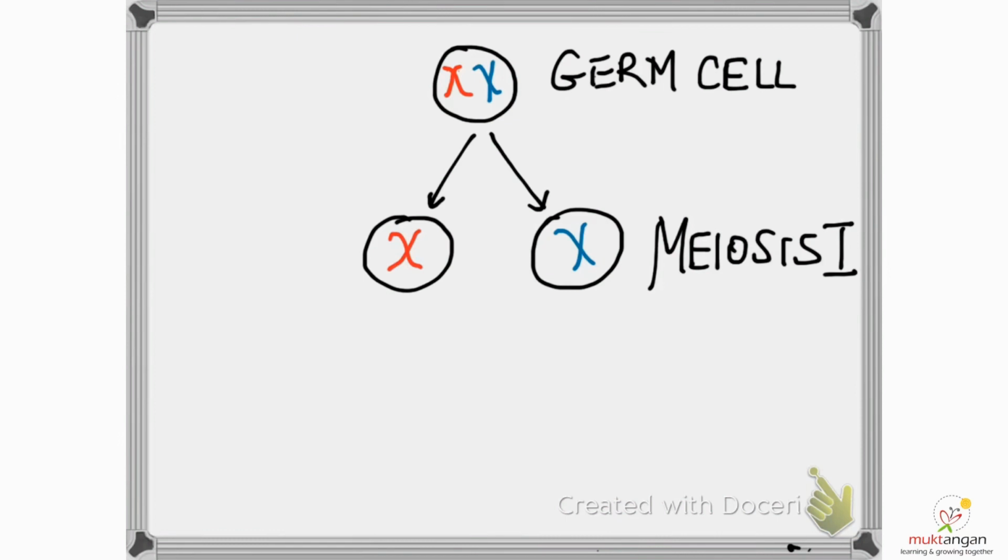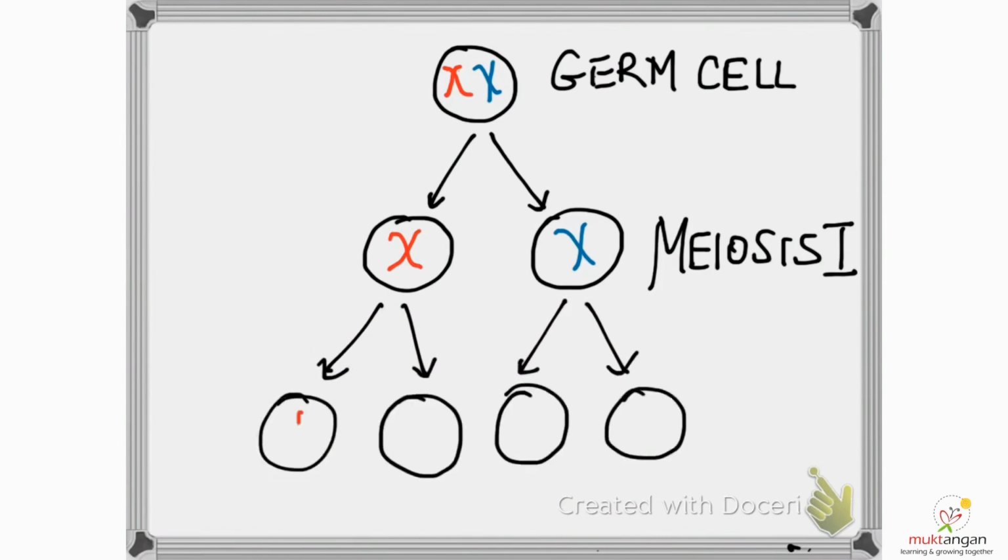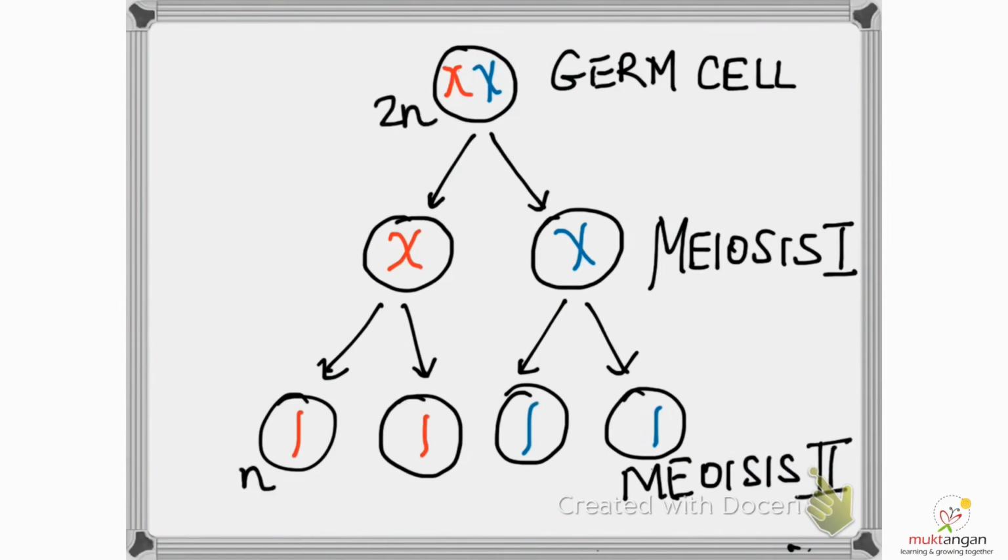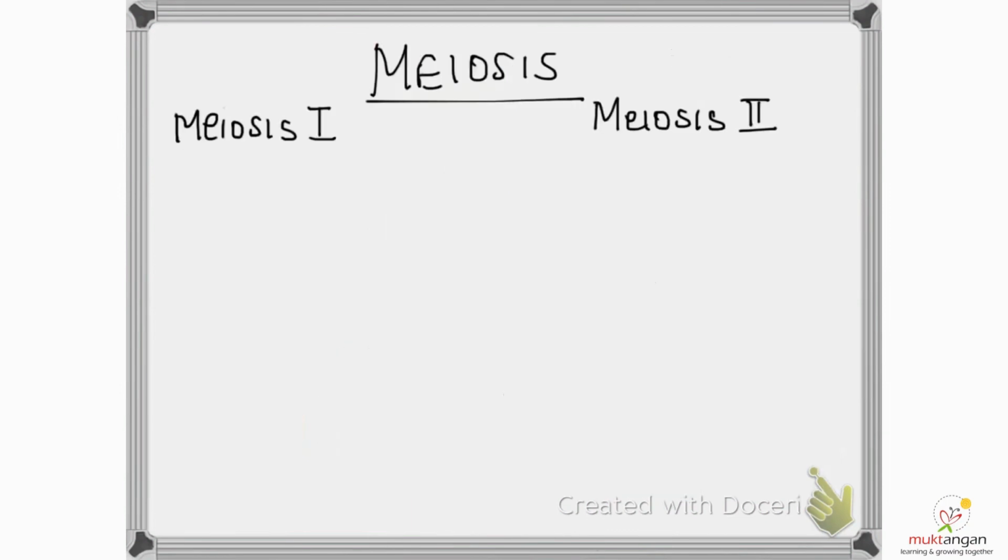In meiosis 2, these cells further divide to form four new haploid cells. Haploid means it consists of one set of chromosome. Diploid is denoted as 2n, whereas haploid is denoted as a single n. This was a short representation of meiosis. Now we shall look into further details.